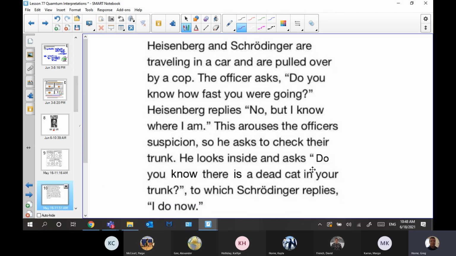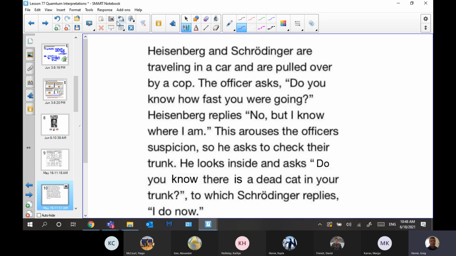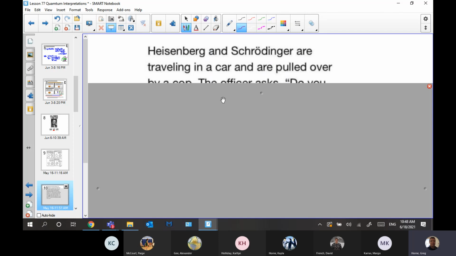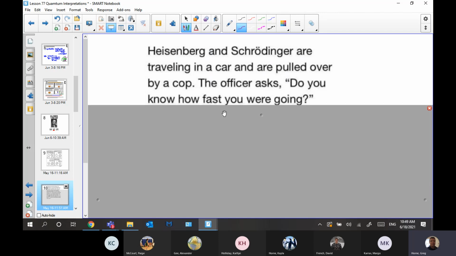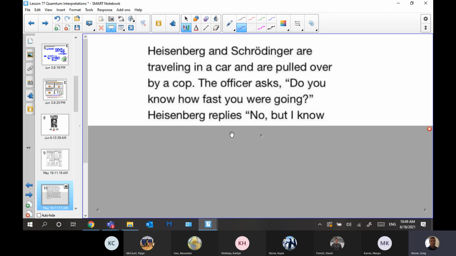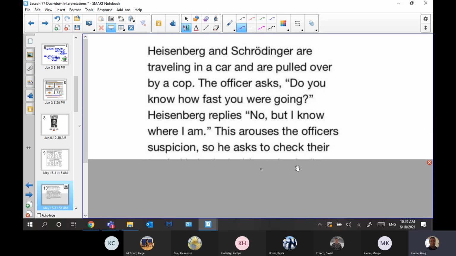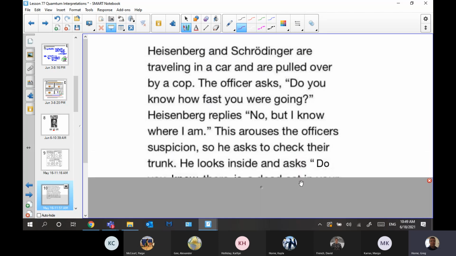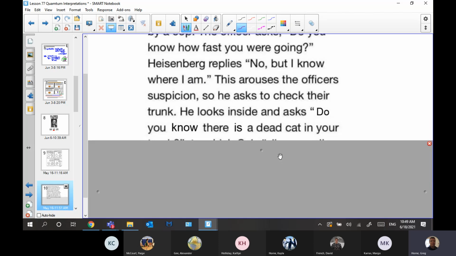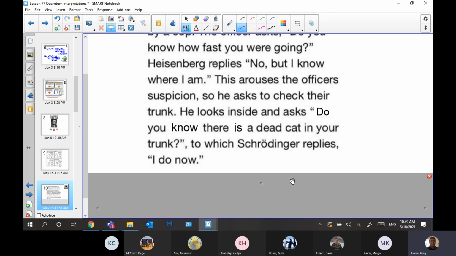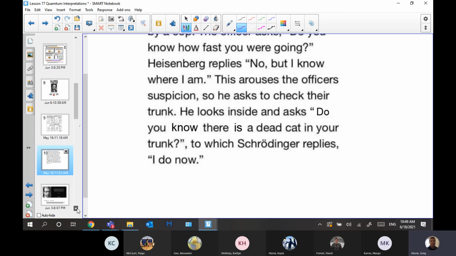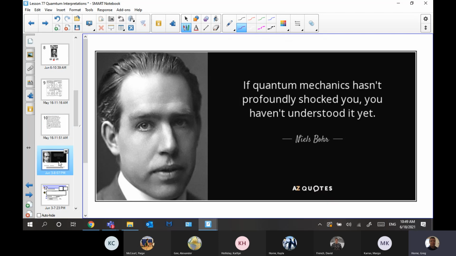This one's decent though. So Heisenberg and Schrodinger are traveling in a car. They're pulled over by a police officer, and the police officer asks, "Do you know how fast you were going?" And Heisenberg, of course, says, "No, but I know exactly where I am," talking about the Heisenberg uncertainty principle, right? So the officer gets a little suspicious, of course, and so he asks to check their trunk, looks inside, and says, "Do you know there's a dead cat in your trunk?" And Schrodinger replies, "Well, I do now," because the cat could have been dead or alive. It's a joke.